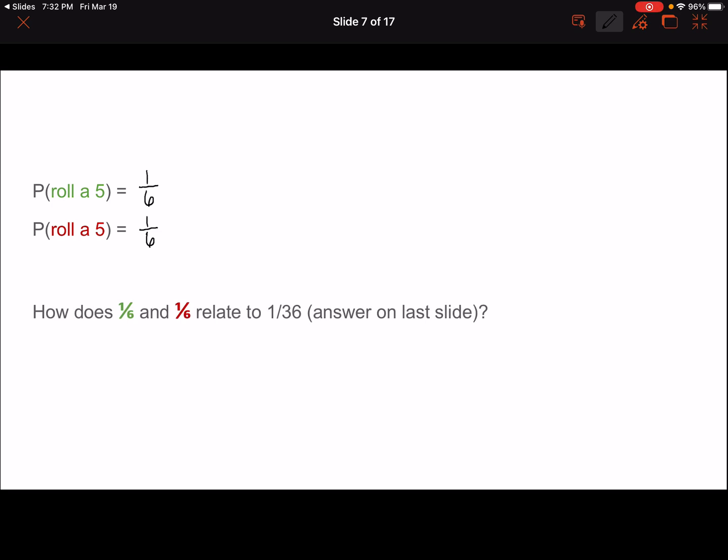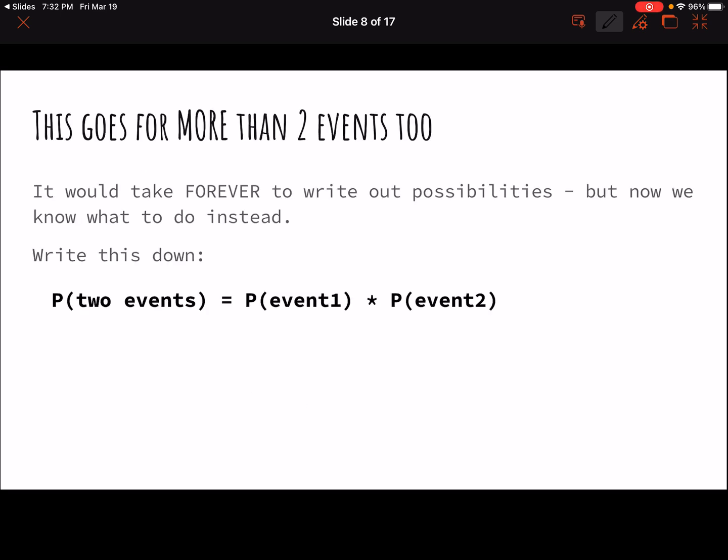So how does that 1 out of 6 and 1 out of 6 relate to the answer on the last slide, which is 1 out of 36? Well, it's multiplying. We decided that 1/6 times 1/6 on the last slide worked out, and it works out yet again. And it turns out that's not a coincidence.